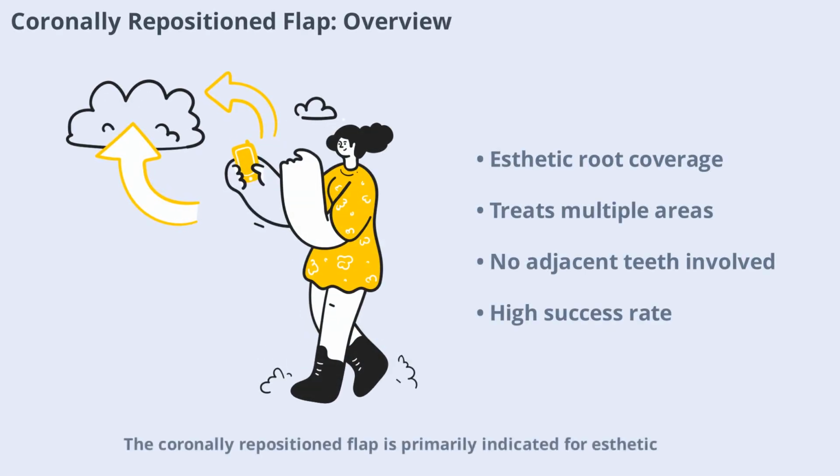The coronally repositioned flap is primarily indicated for aesthetic coverage of exposed roots and for treating tooth sensitivity. This technique allows for the treatment of multiple areas of root exposure without involving adjacent teeth. Its high degree of success and versatility make it a popular choice for both patients and clinicians seeking effective and aesthetic outcomes.